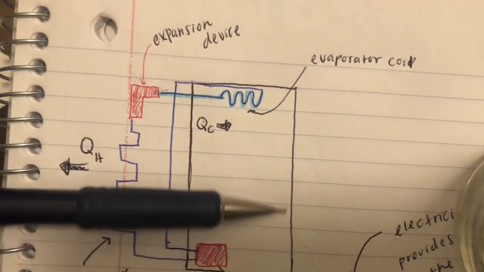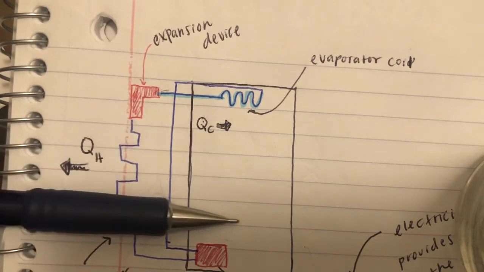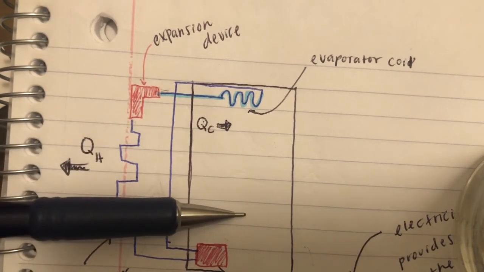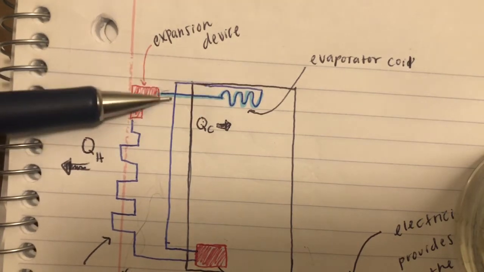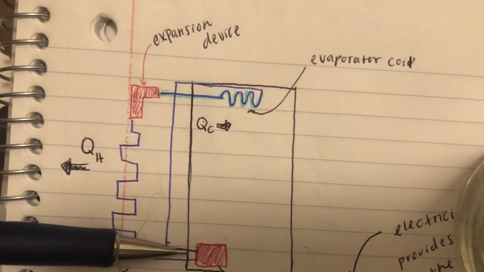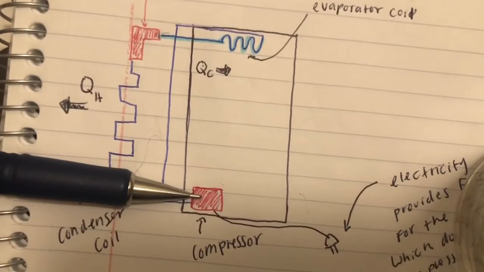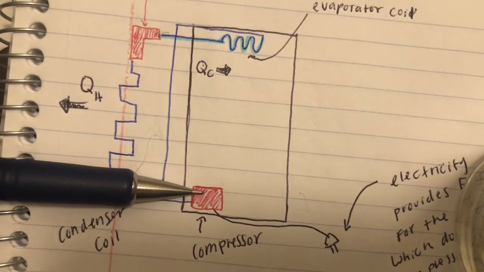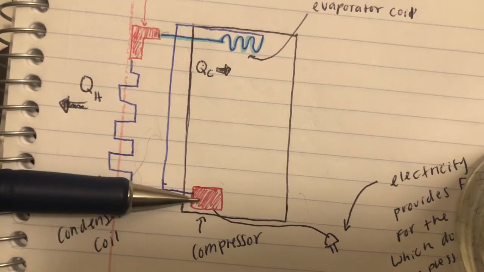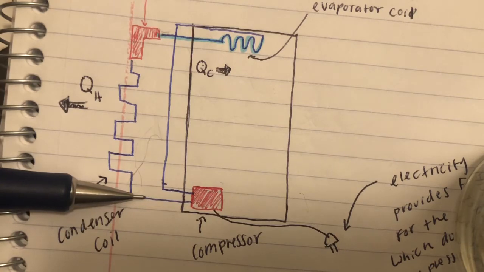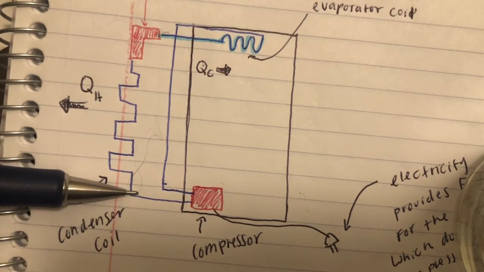So this allows it to absorb heat because even though it's cold, there is still some type of heat in here. So once it absorbs the heat, it goes through here, and it goes through the compressor. And while it's going through the compressor, it squeezes the gas. So this increases the temperature and the pressure. So then coming out, now you have a really hot, high pressure gas.